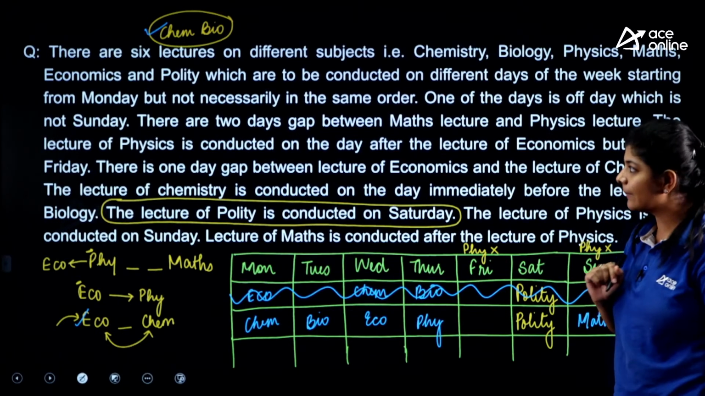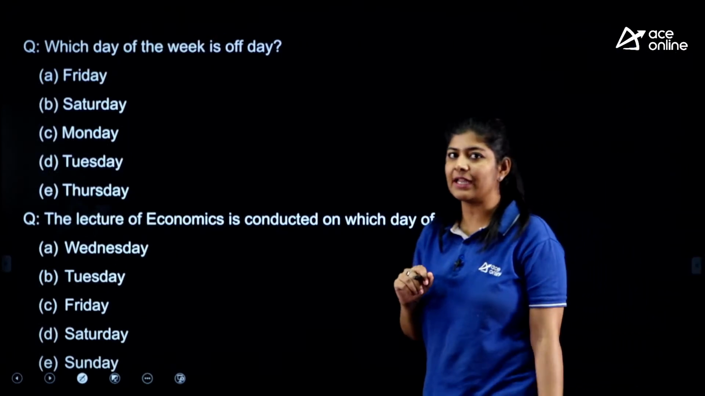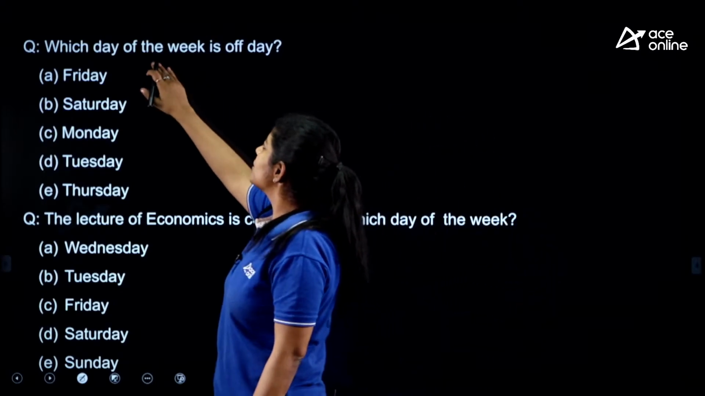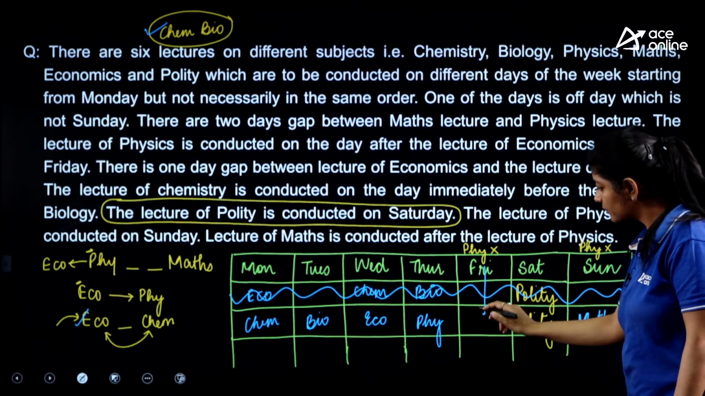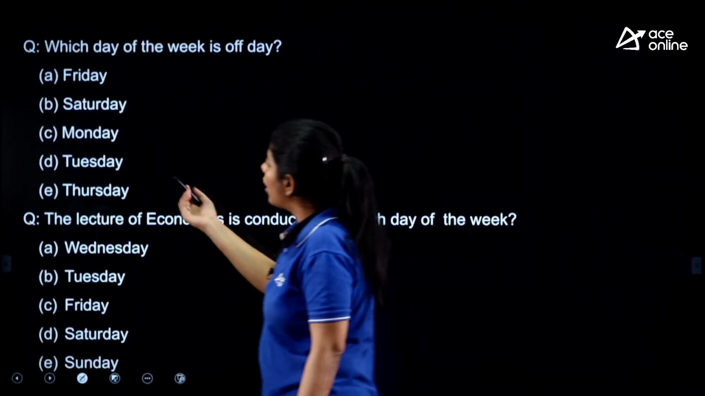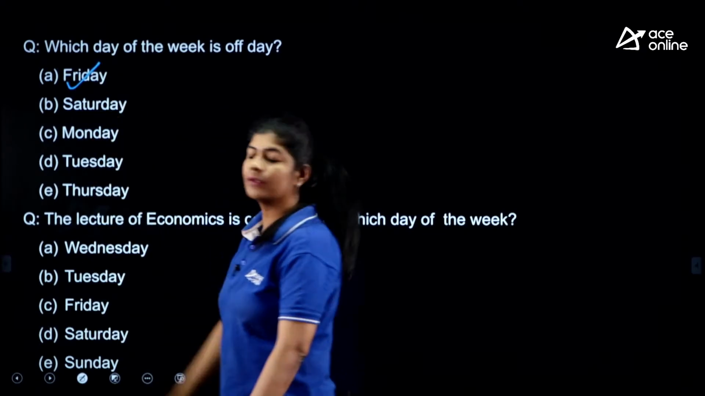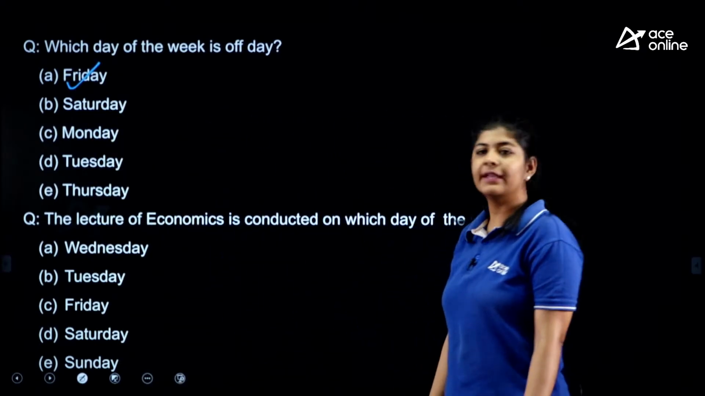having maths, right? Now on the basis of this data we need to find out on which day of the week is an off day. So we are having the off day on Friday. Option number A is the correct one.